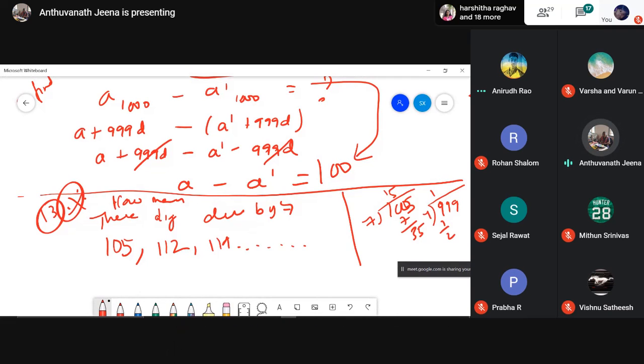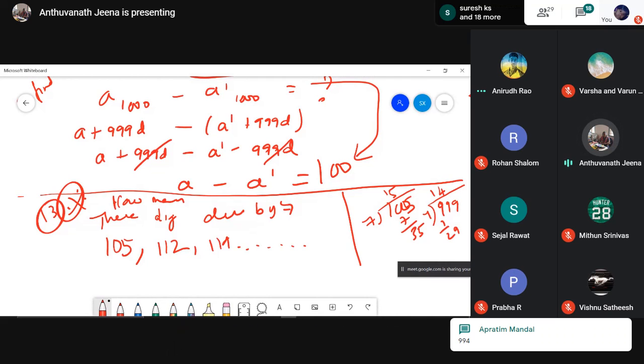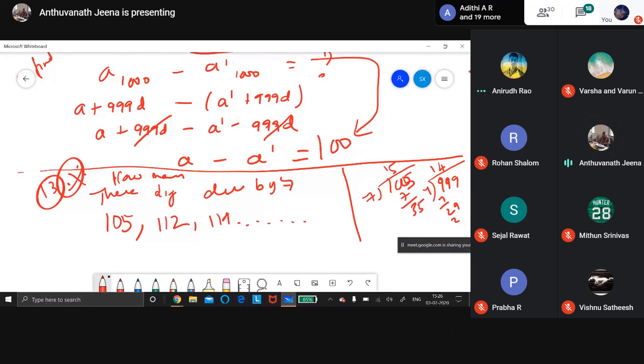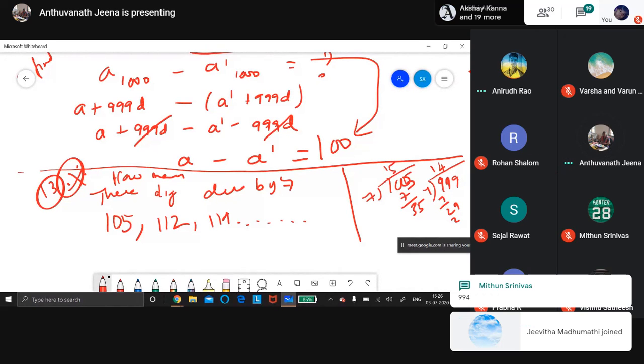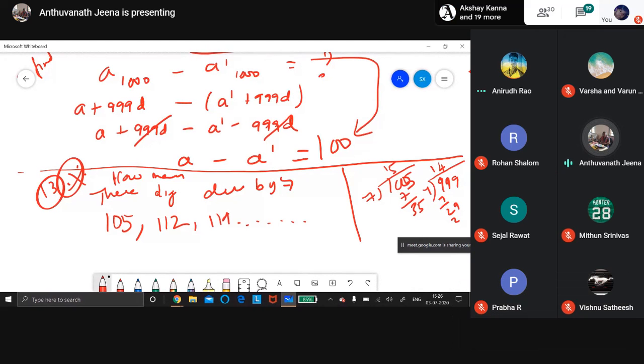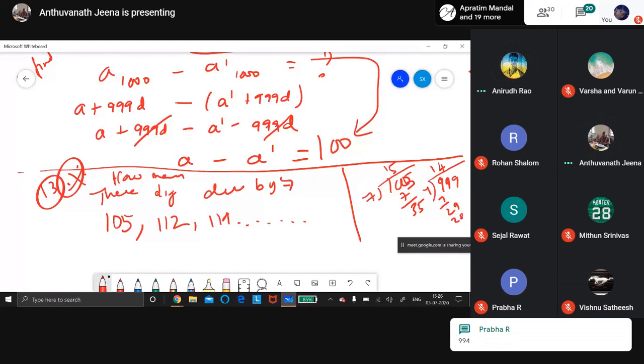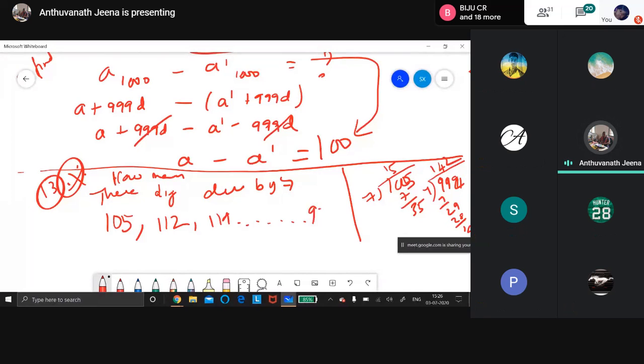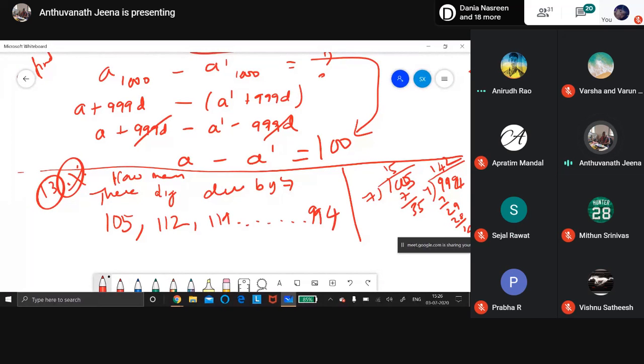7 ones are 7, 7 fours are 28. Check which number will come near 999. It is 994, because if it is 4 correctly, it will come 142. So I will write 994. You have to check in your rough column, and come back here.